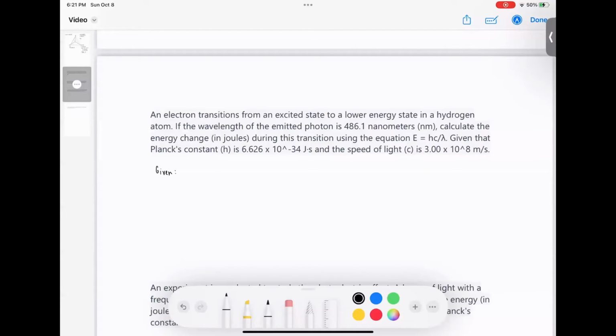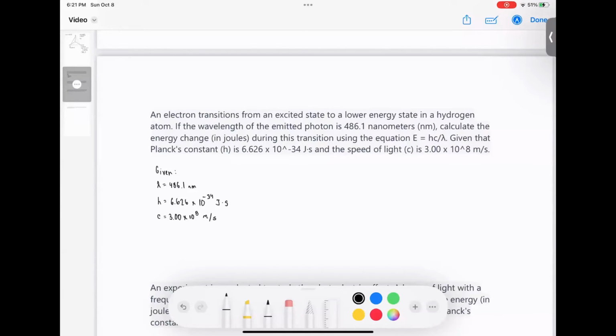So in this problem, we're given the wavelength, which is equal to 486.1 nanometers. And we need to find energy. And we know what h is. h is 6.626 times 10 to the negative 34 joules times seconds. h will never change.